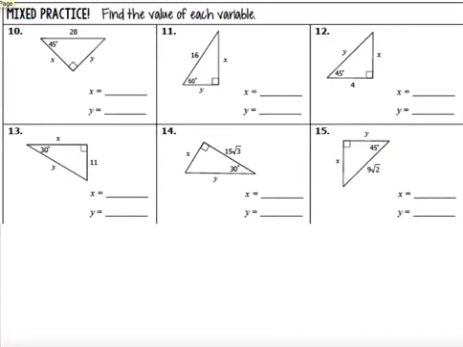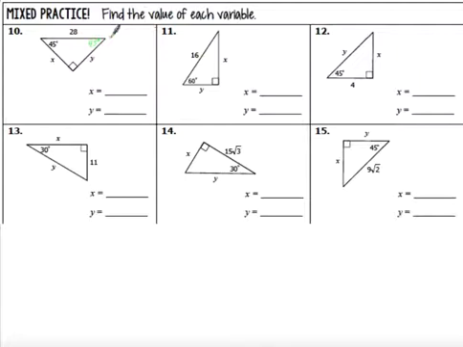On the next page, there are several mixed practice problems. I'm going to do just a couple of these, and then you are free to go ahead and start on your homework. So, find the value of each variable. We have our 45, 45, 90 here. And how do I know that? Because if you have one 90-degree angle and one 45-degree angle, the other angle has to be 45.